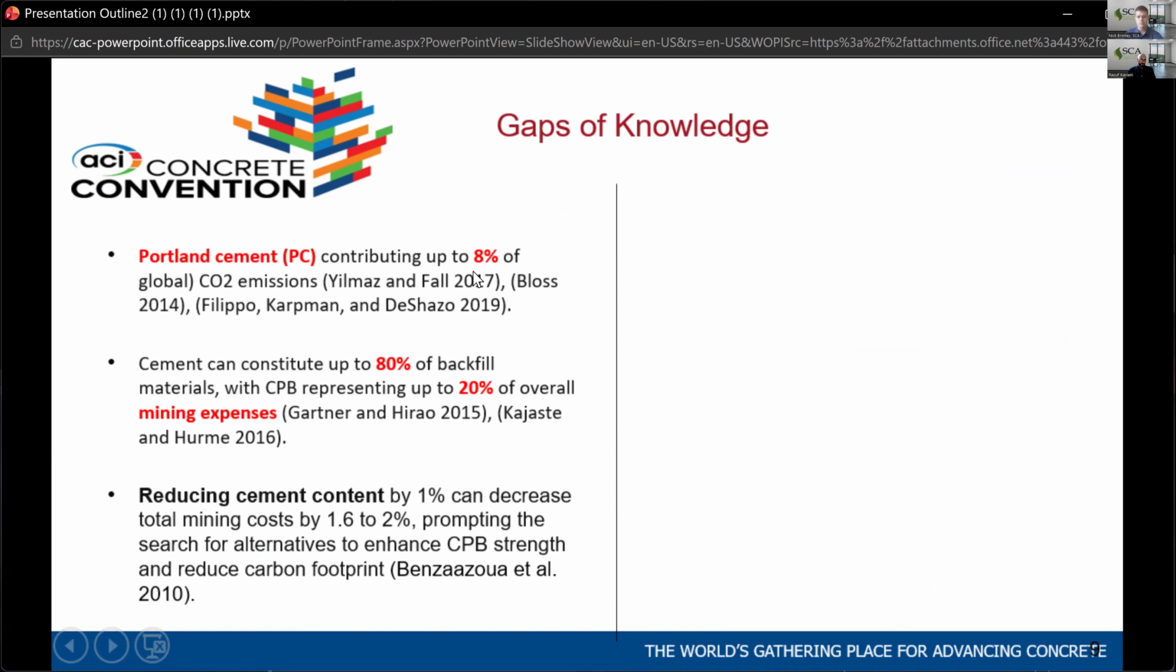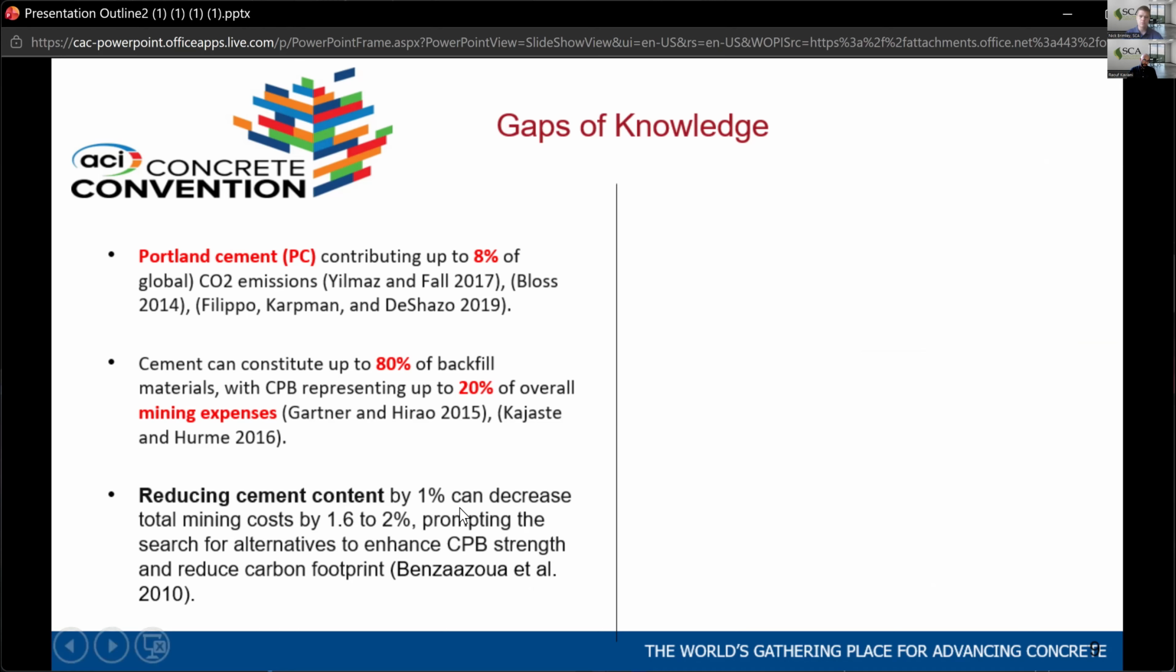To produce Portland cement, in total, 8% of the CO2 emissions is a result of producing Portland cement. So the less we use Portland cement, the less CO2 emissions we have in the atmosphere. Cement can constitute up to 80% of backfill materials, with CPB representing only 20% of the overall mining process. So this is how this research is going to reduce the cement inside the backfills, which is a lot.